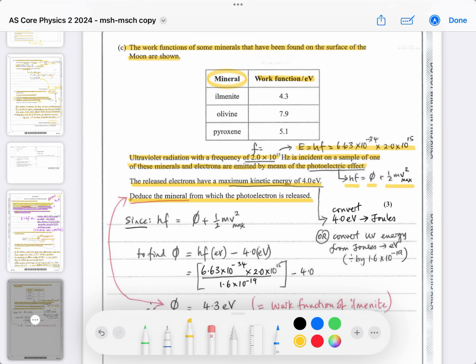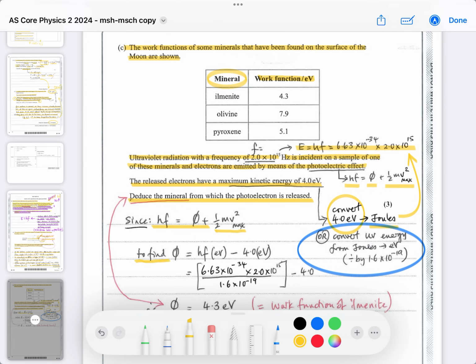So how do you do this? Since we know hf equals the equation I gave you, phi plus the maximum kinetic energy, and they're telling us the maximum kinetic energy is 4 electron volts, you can convert that to joules, yes? So you can compare it with the photon energy in joules. That's what I would do. Alternatively, you could convert the photon energy into electron volts as an alternative method. I'm using the yellow method.